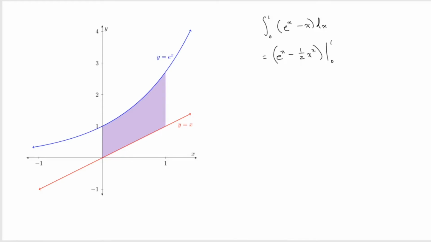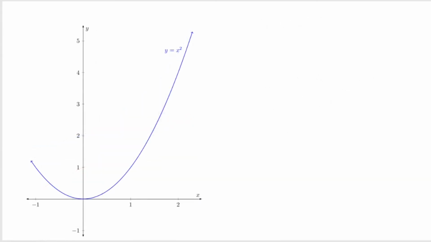We get e to the x minus 1/2 x squared evaluated from 0 to 1. And when you work out the arithmetic, you get that the area between these two curves from 0 to 1 is e minus 3/2. Let's do one more.